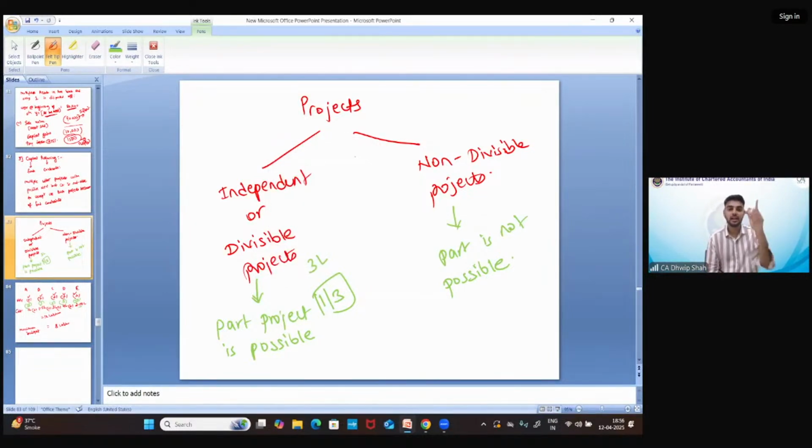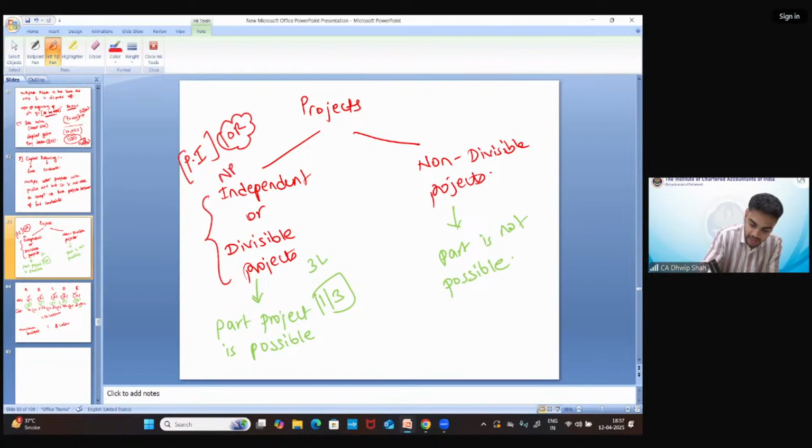Now this is very important. When the projects are divisible, your rankings have to be based on the profitability index. Calculate the profitability index for each project and give rankings based on the PI, because the PI tells how much inflow 1 rupee of investment is generating for you. Are you following? So when projects are divisible, you give rankings. First you calculate the profitability index, or you calculate NPV per 1 rupee of investment.